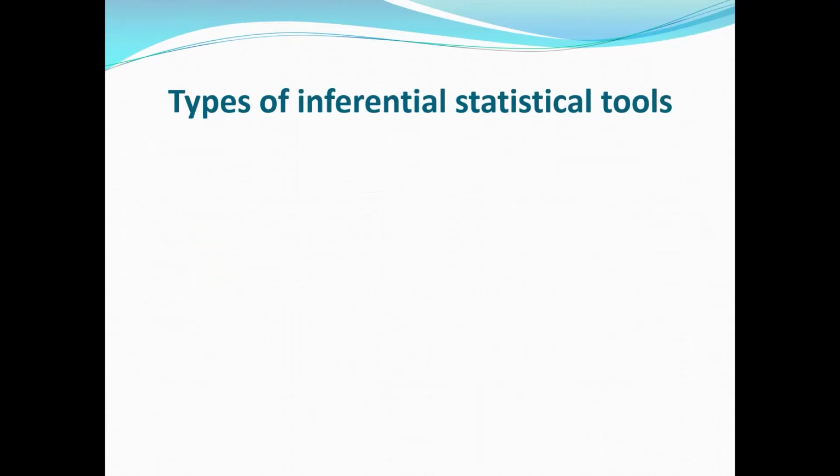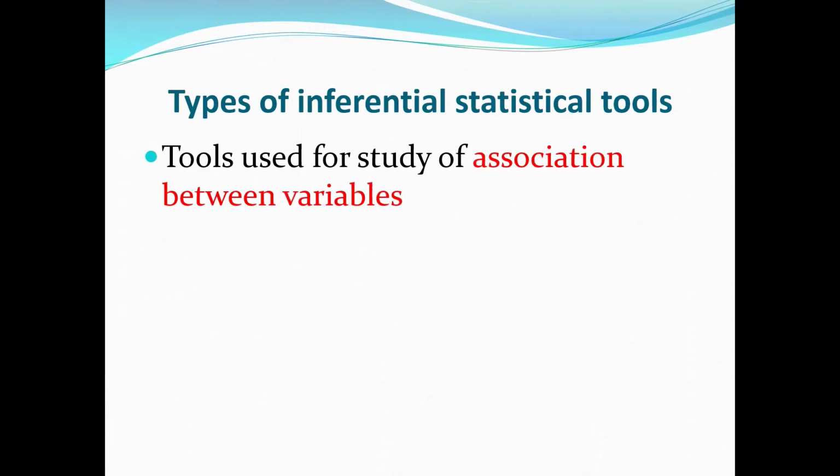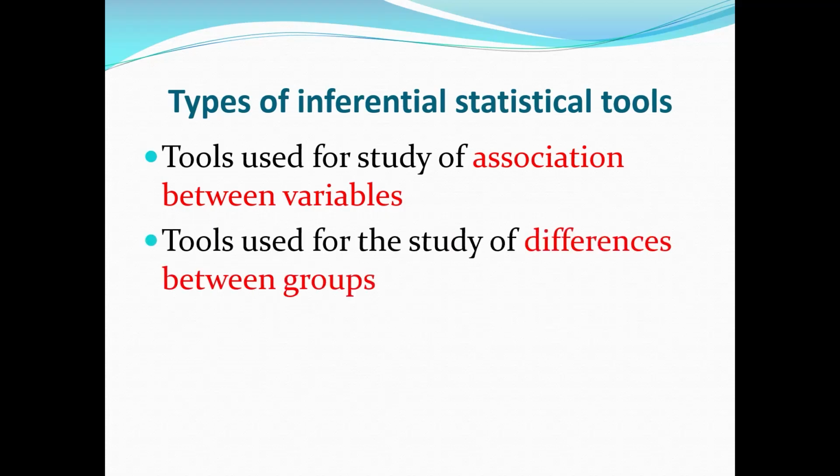So, types of inferential statistical tools. We have already seen there are two types now. One is dealing with the study of association between variables. There are so many variables in our study. So is there an association between the variables? The theory will be saying that there is an association between the variables. So we want to test whether that association exists in reality. A second type, as we have seen just now, is the tools used for the study of differences between groups. So these are the two inferential statistical tools: study of association, and study of differences between groups.